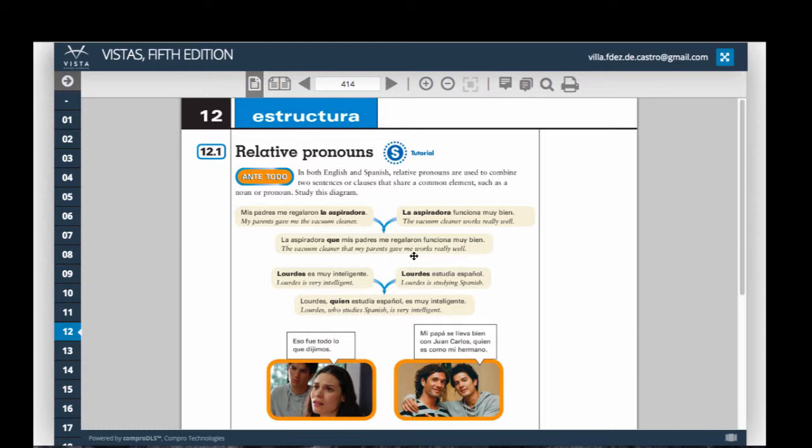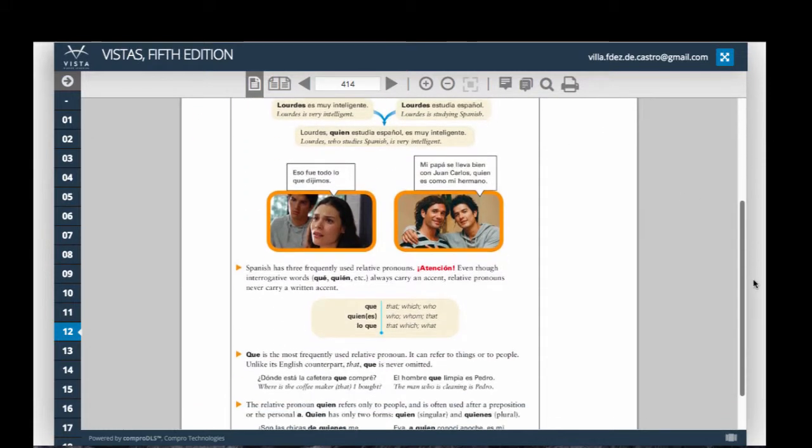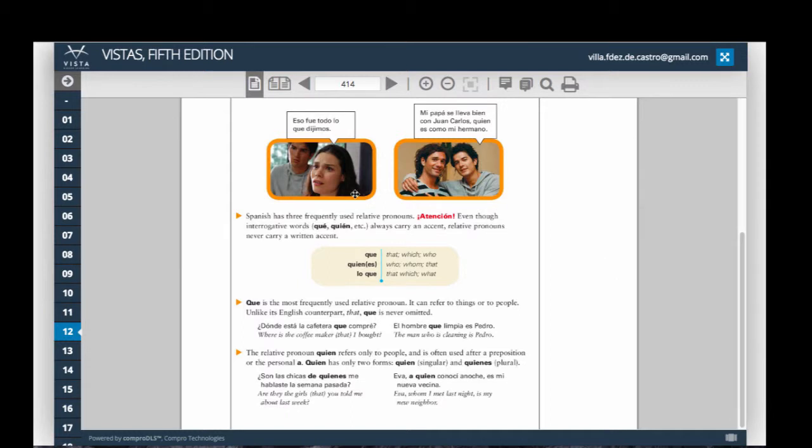So the same as you're doing in English, you can do that in Spanish the same way. Mis padres me regalaron la aspiradora. La aspiradora funciona muy bien. La aspiradora que mis padres me regalaron funciona muy bien. So the most common ones are que, quién, and lo que. Those are the most common pronouns.